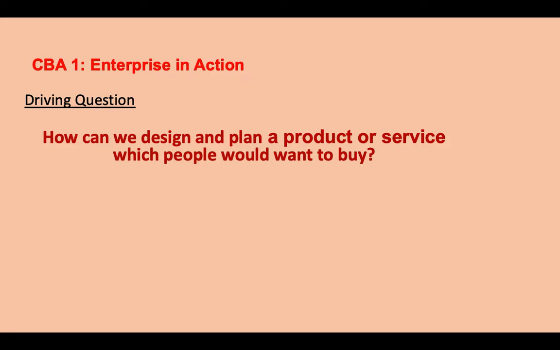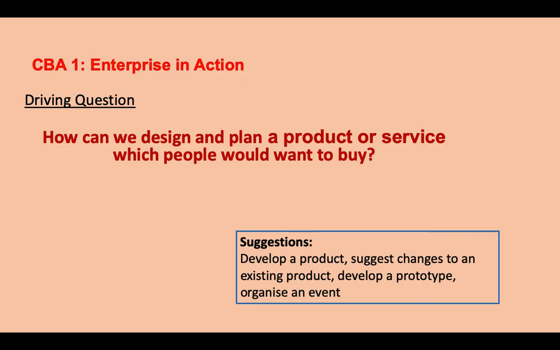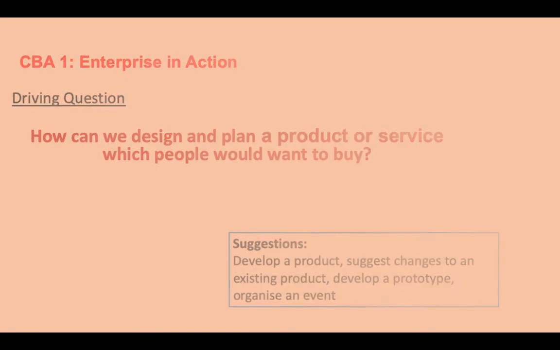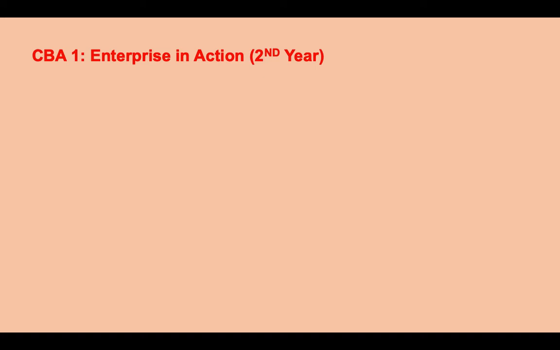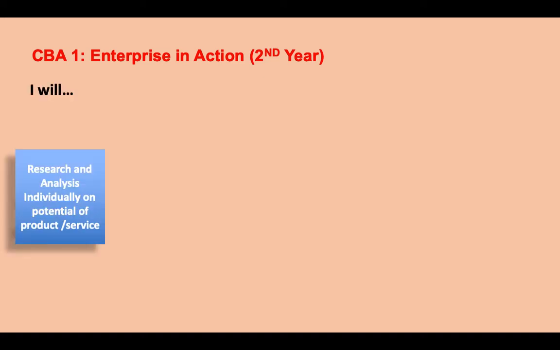So how can we design and plan a product or service which people would want to buy? So you don't have to make the product, you have to think about how we could design it. So maybe develop a product, suggest changes to an existing product, maybe alterations, maybe make a prototype or organize an event of some kind. Okay, so these are what you could do. So the process involved. So during this, you will do some research individually, the potential.